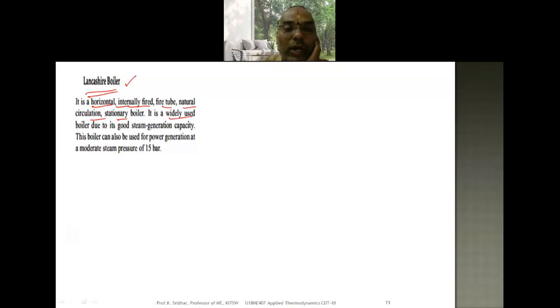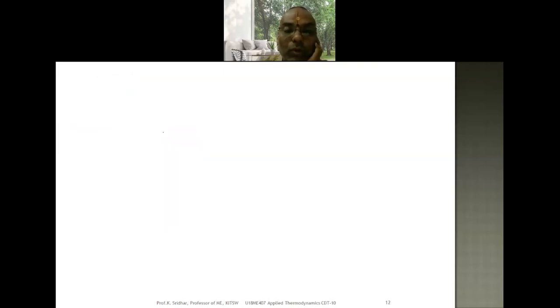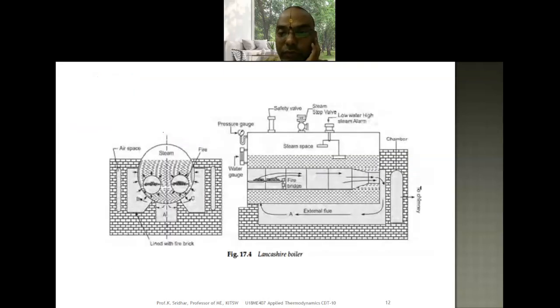It is a widely used boiler because it has a very good steam generation capacity, with a modern steam pressure equivalent to 15 bar. So go to the salient features of the Lancashire boiler here. I just told you that this is known as the grate. It is the platform on which we are able to pour the coal. So here the coal is basically burned over this grate surface. The flue gases are generated inside these tubes. These are known as the tubes.